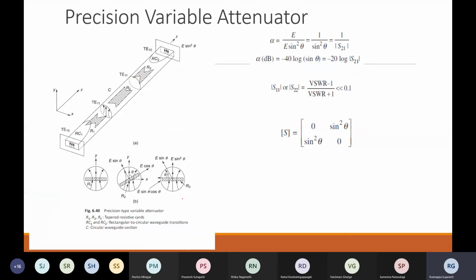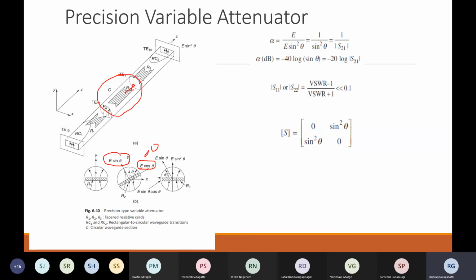Now the attenuator, based on its orientation, tries to minimize one of these components and the other component will be held as it is. Because of this, you will have only one component present. Say, for example, if this resistive element is rotated at 45 degrees, the E cos theta component becomes zero, and we are left with only E sin theta. That will be the component available at the output of this attenuator.